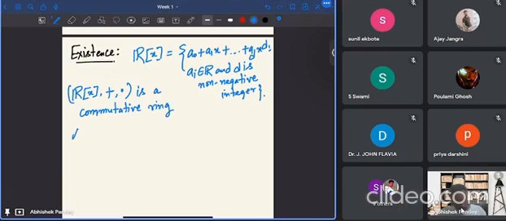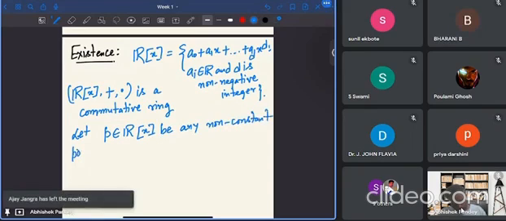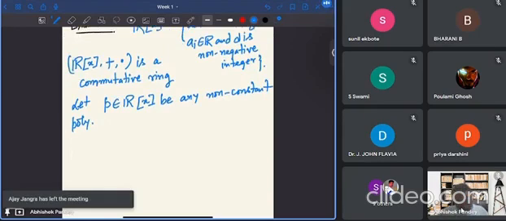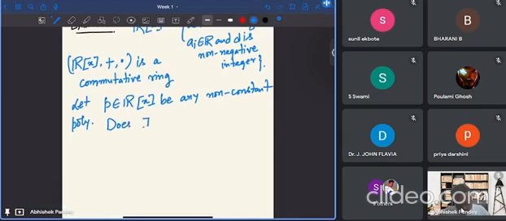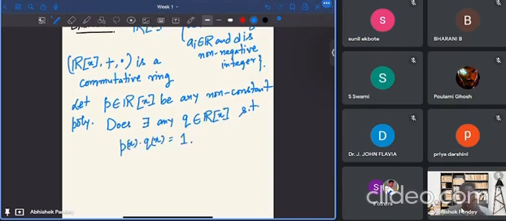Now let P(x) belong to R[x] be any non-constant polynomial. My question is, does there exist any Q(x) such that P(x) times Q(x) equals 1? So what would be the answer? Can anyone tell me? Anyone?